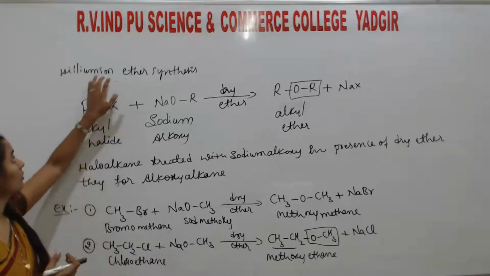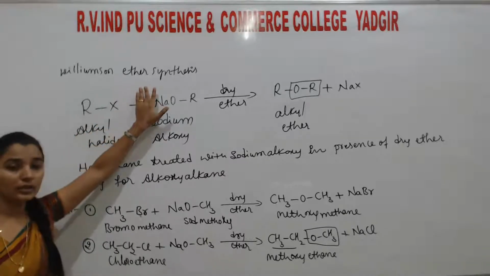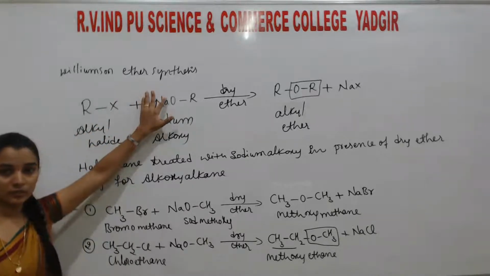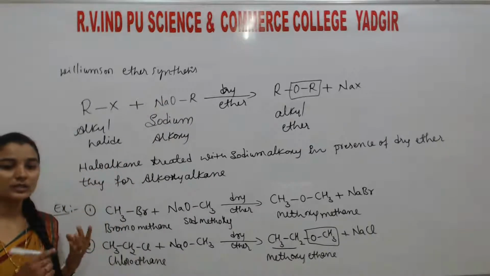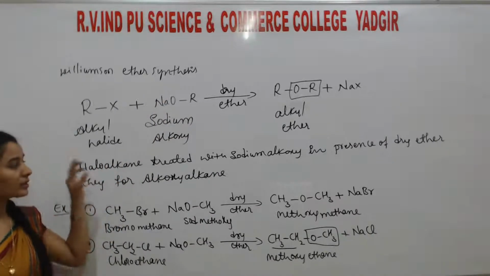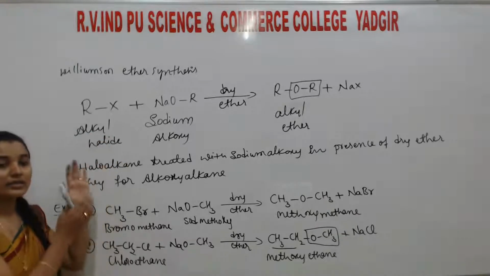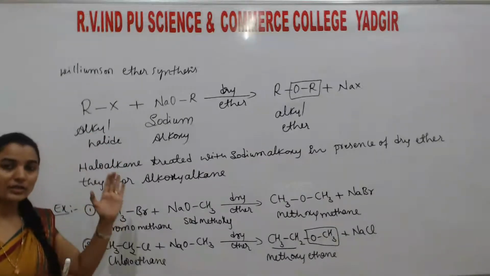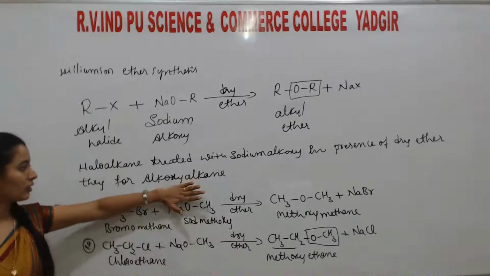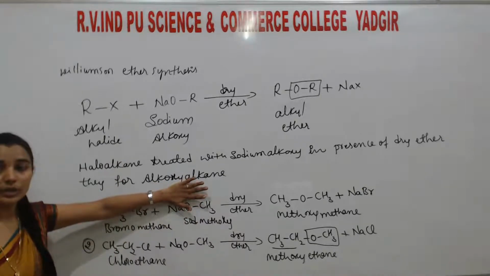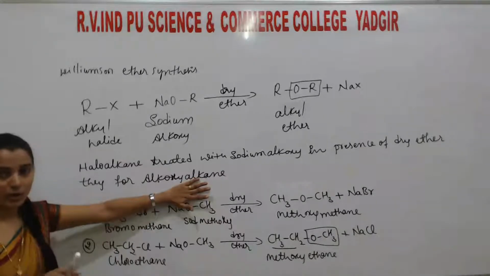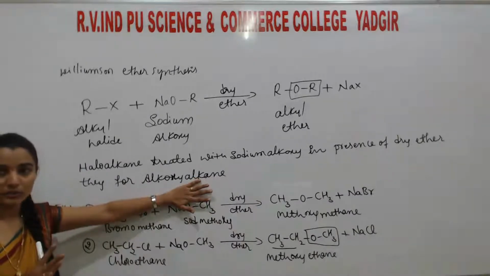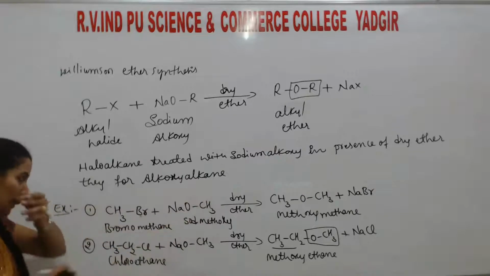So this reaction is ether synthesis. Understood? This is used to prepare ethers, whether symmetrical or unsymmetrical ethers, from alkyl halides. It is the preparation of ethers. So from haloalkanes and haloarenes, from alcohols and phenols, one reaction is common here. Understood?